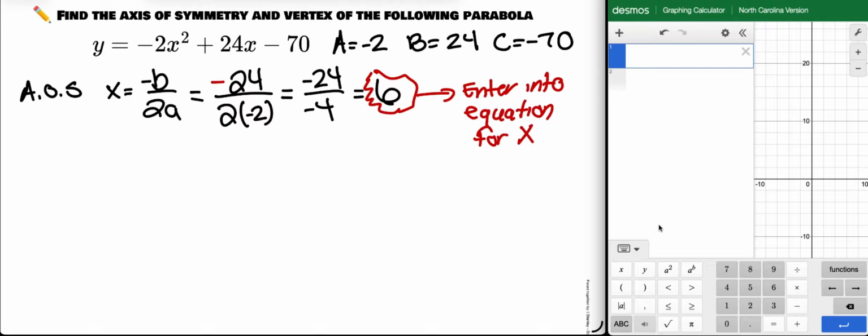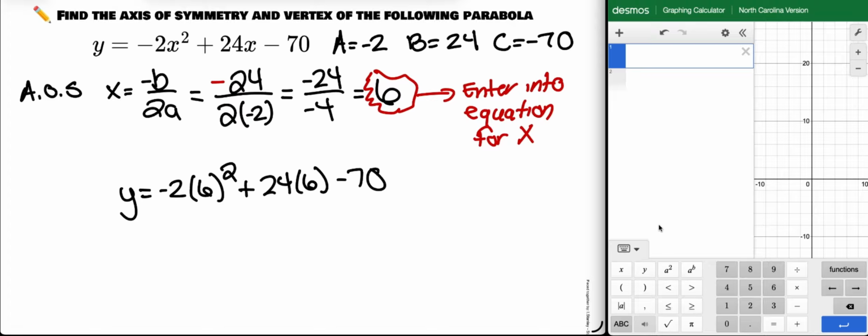And what we're replacing is the x. So if I go to put that into my equation, the first thing I'll write is my y equals, and we got a negative 2, and the x is right behind that, but we say x is 6 now, so we put in parentheses 6, raised to the second power, bring our plus down, put our 24, right behind that was an x, so x is 6 now, so we put that in parentheses, and we got negative 70.